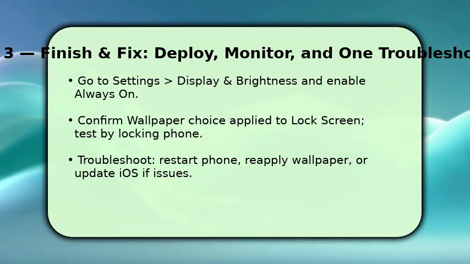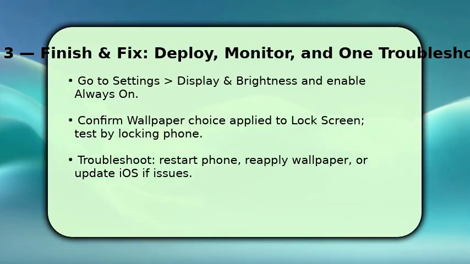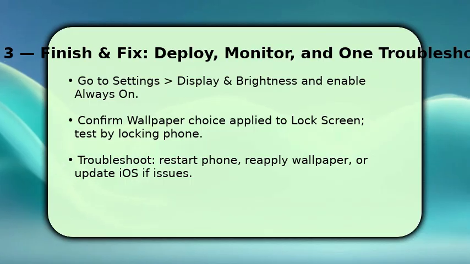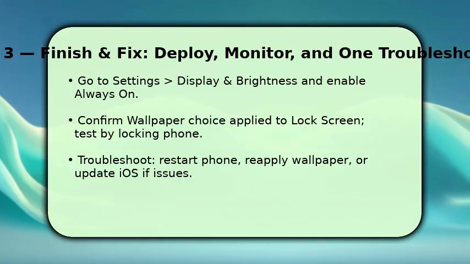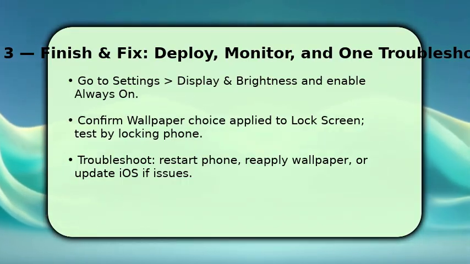If it is not, reapply the wallpaper from the wallpaper settings. If the display remains unchanged, restart the iPhone, check for iOS updates, and then repeat the wallpaper setup. This final troubleshoot step resolves most problems so your Always On wallpaper appears correctly.